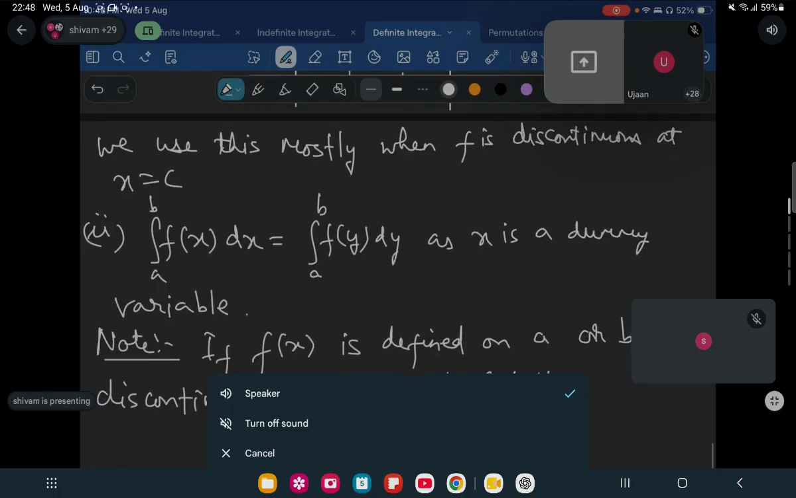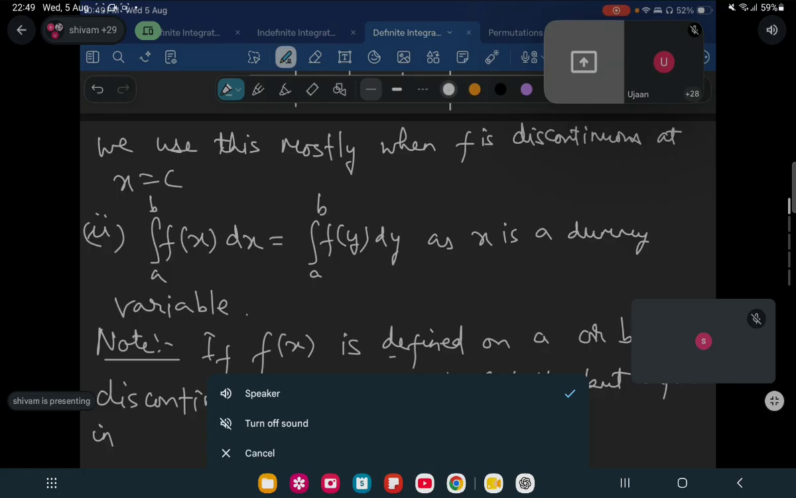But defined on the open interval. But defined in the open interval. So is it not defined in the first case? Is it not defined or defined in the first case? Defined. Well, I mean to say that whether it is defined or just discontinuous at A or B, still we can find out the area.